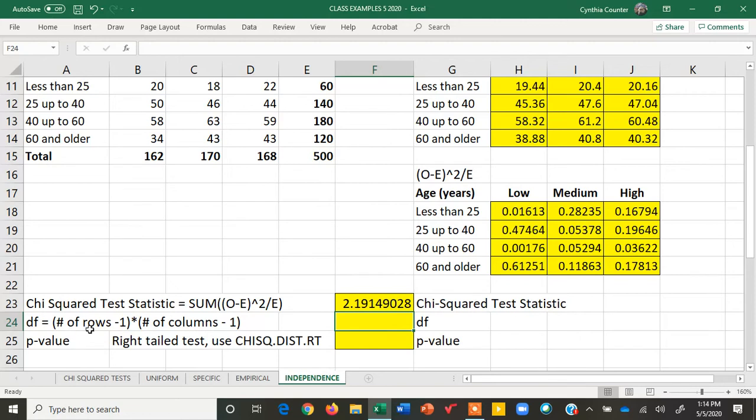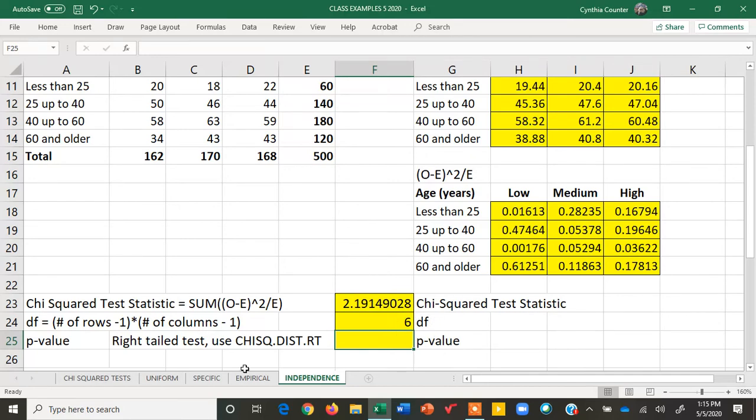Degrees of freedom here have to take into account that there are, in fact, two variables. We have the row variable and the column variable, and so we take one away from each variable, and then we multiply them together. So the number of rows here, 1, 2, 3, 4. 4 minus 1 is 3, times the number of columns, 1, 2, 3, right? Low, medium, high. 3 minus 1 is 2. So our degrees of freedom is 6. And now we are ready to find the p-value.